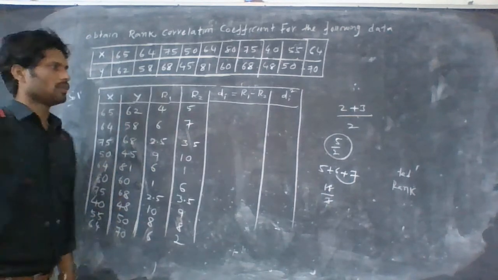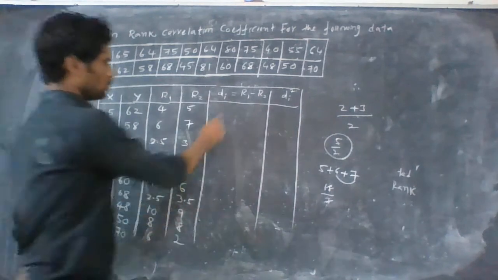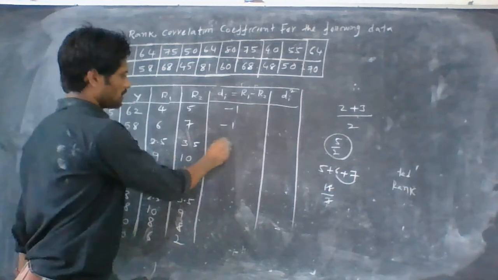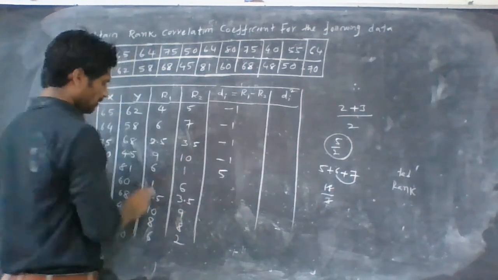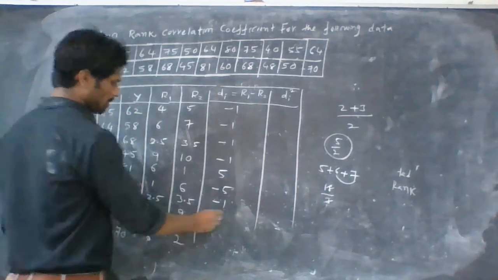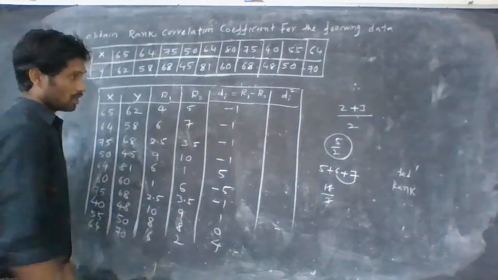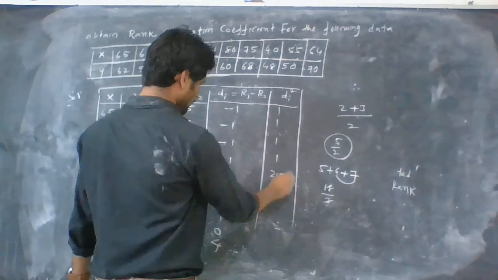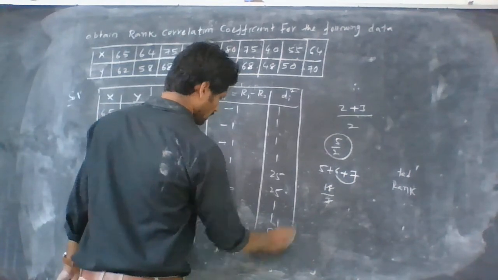So R1, R2. Subtracting R1 minus R2: 4 minus 5 is minus 1, 6 minus 7 is minus 1, 2.5 minus 3.5 is minus 1, 9 minus 10 is minus 1, 6 minus 1 is 5, 1 minus 6 is minus 5, 2.5 minus 3.5 is minus 1, 10 minus 9 is 1, 8 minus 8 is 0, 6 minus 2 is 4. Summation d square: 1, 1, 1, 1, 25, 25, 1, 1, 0 and 16.